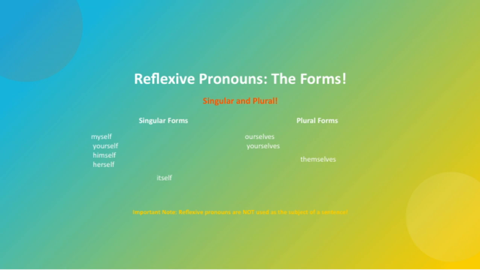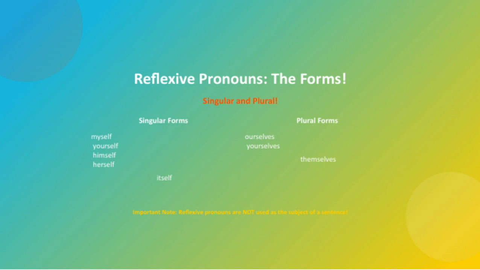Now, when we look at reflexive pronouns, you'll notice they change depending on whether we're talking about singular or plural forms. For plural, we have ourselves, yourselves, and themselves. In the singular form, the reflexive pronouns are myself, yourself, himself, herself, and itself.